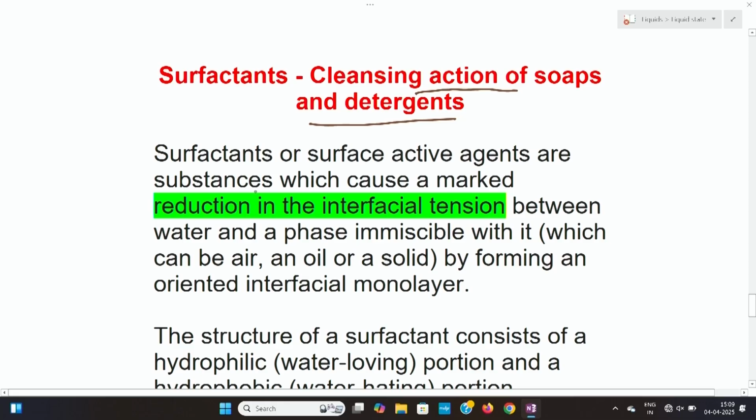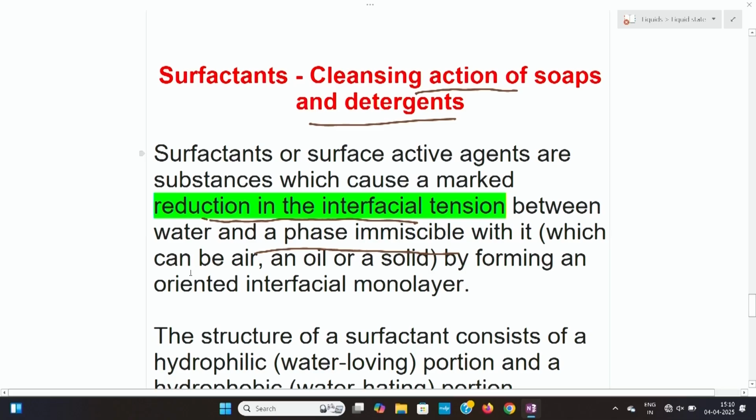That means these substances which cause a marked reduction in the interfacial tension between water and a phase immiscible with it. The surface active agents or surfactants will reduce the interfacial tension between the water and the other liquid which is immiscible. Okay, that is what the surfactants do.